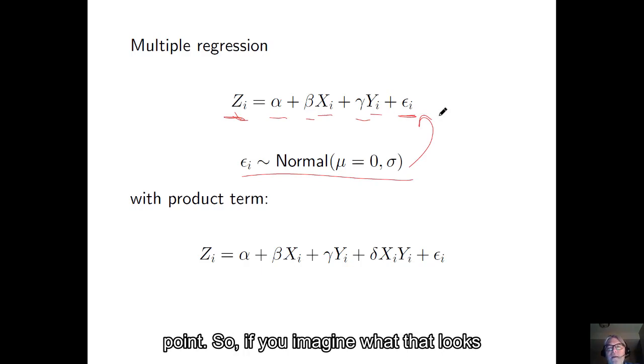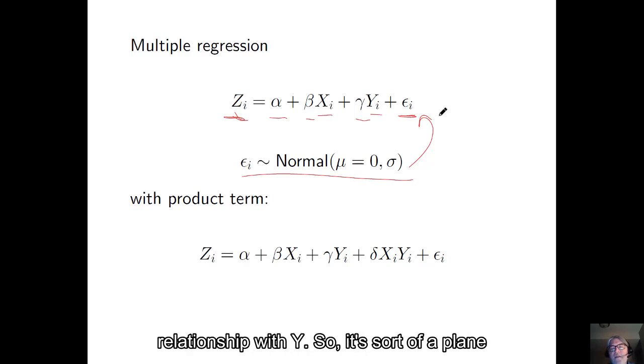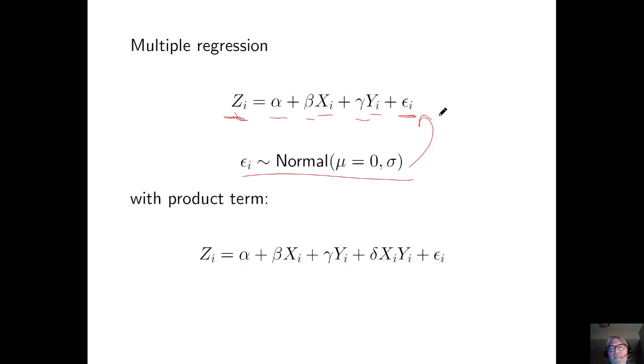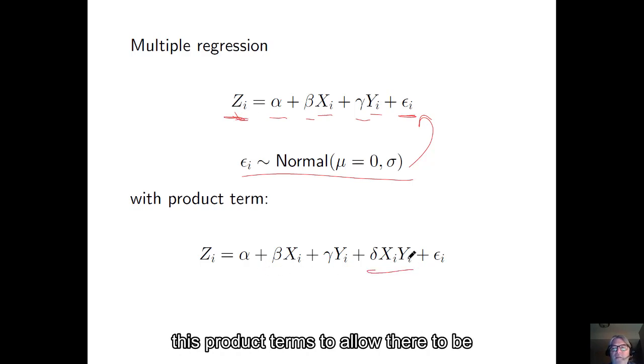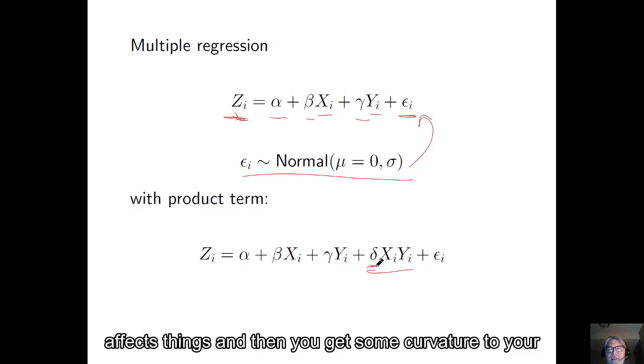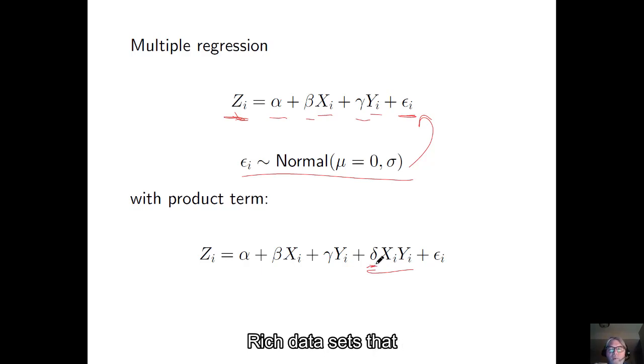So if you imagine what that looks like in 3 dimensions now, there's a linear relationship with x and a linear relationship with y, so it's sort of a plane predicting different z values. It's much more common to also include this product term to allow there to be some interaction between x and y. So another coefficient for how strong that affects things. And then you get some curvature to your surface, and you're able to fit a lot more rich data sets that way. So that would be an example of multiple regression with 2 numerical variables predicting a third numerical variable.